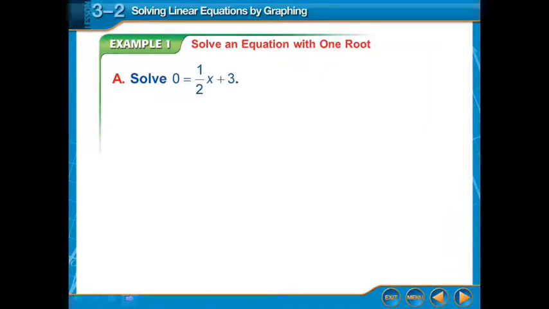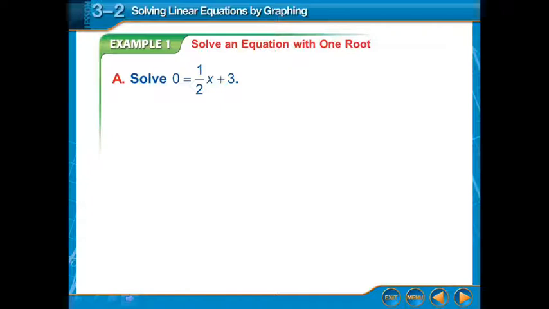Alright, so let's look at solving an equation with one root. And when we say we're going to solve an equation with one root, we're talking about the fact that we're finding one x-intercept. Now, linear functions will only have one x-intercept if they have one. It's possible you could have a horizontal line that does not have an x-intercept or a root at all.